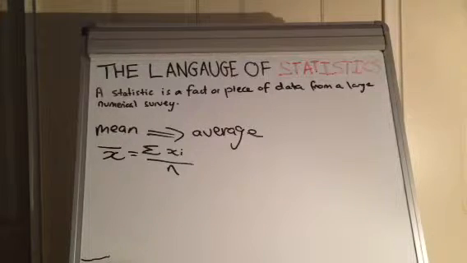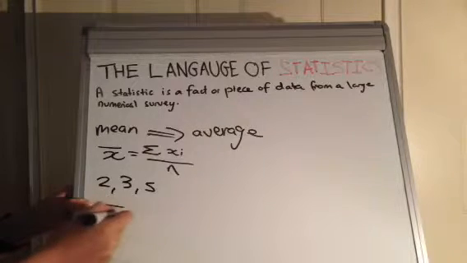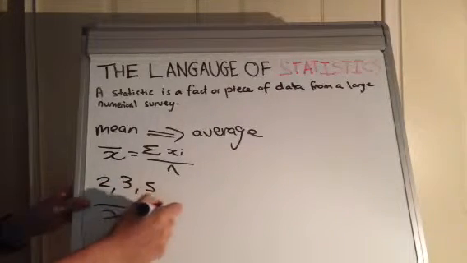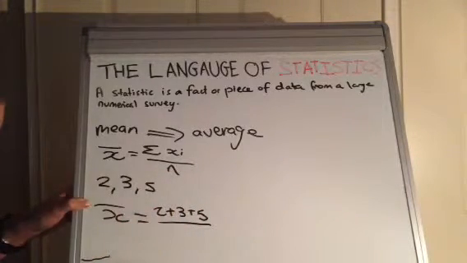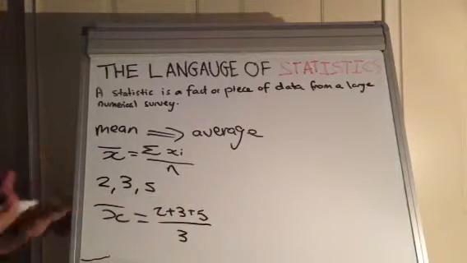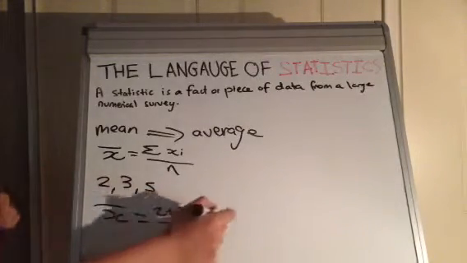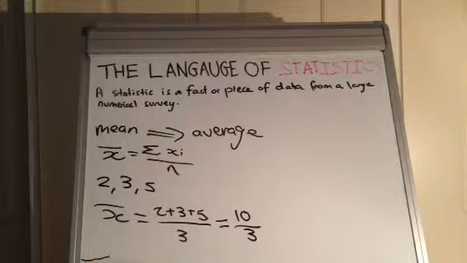So if we wanted to compute the mean for 2, 3, and 5, for example, x bar would equal the sum of those numbers, 2 plus 3 plus 5, all over n, and n would of course be 3. So that would be 2 plus 3, which is going to make 5, plus 5 is going to be 10, so it's going to be 10 over 3 is our mean. Okay, and that's what the mean essentially is.